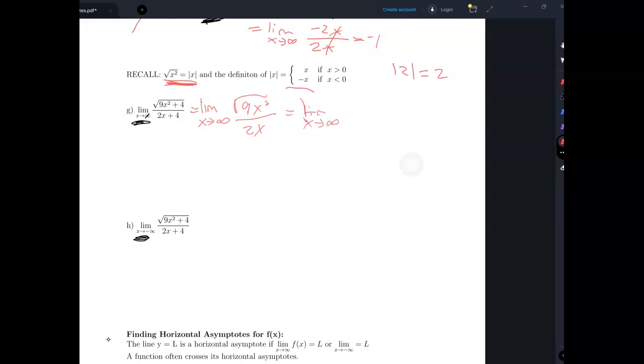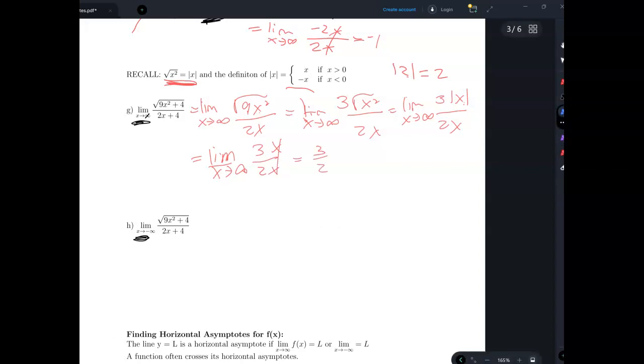So this is 3, because it's root 9, right? And then root x squared. Oh, there it is again. You know that root x squared is the absolute value of x. So I get 3 times the absolute value of x over 2x. Okay, so I need to show the step that since I'm going to positive infinity, I get a positive number out. So I get itself out. So I get 3x over 2x. The x's cancel. I get 3/2.